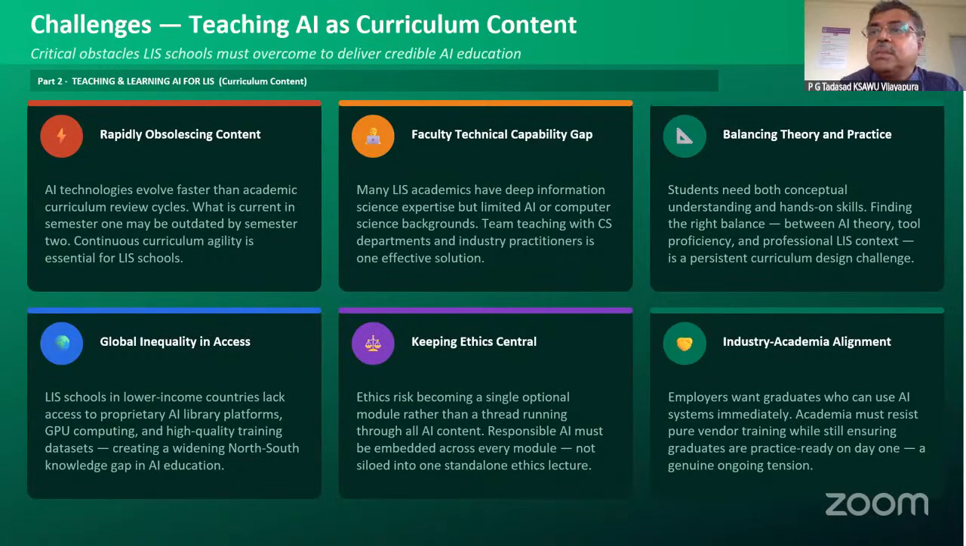The first and foremost point is rapidly obsolescent content. Normally, we review our curriculum once in 3 years. But take it from me, if you implement AI, your curriculum will change every day. Your curriculum will change every minute, every day. Rapid, continuous curriculum agility is essential for LIS schools. Minimum 3 years, and even then, we are not changing things quite radically.